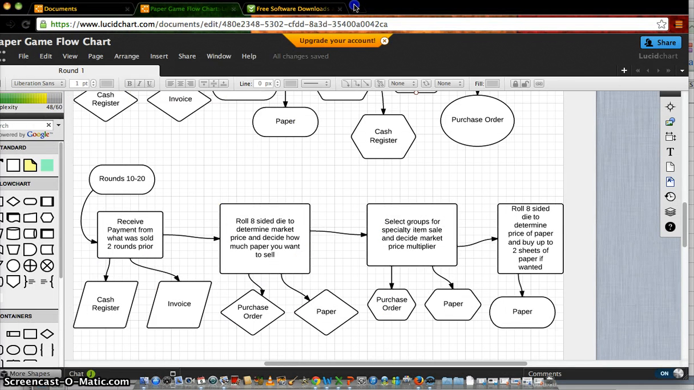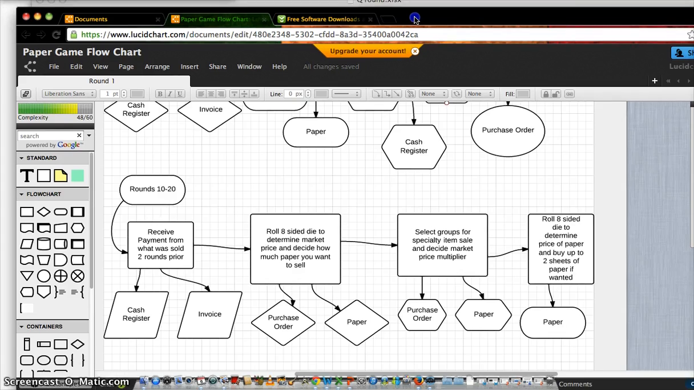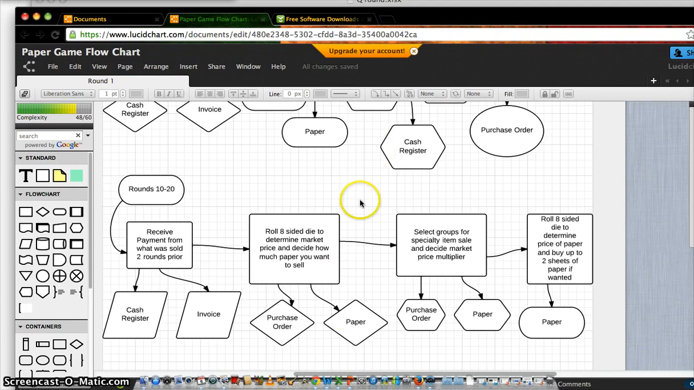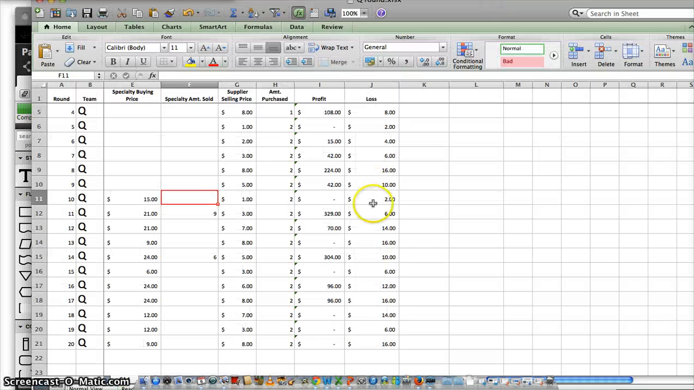And we sold 20 items of regular product at $8 a square, making us a profit of $304 and a loss of 10 for buying 2 sheets at $5 a sheet. Our net worth at the end of round 14 was $1,071.